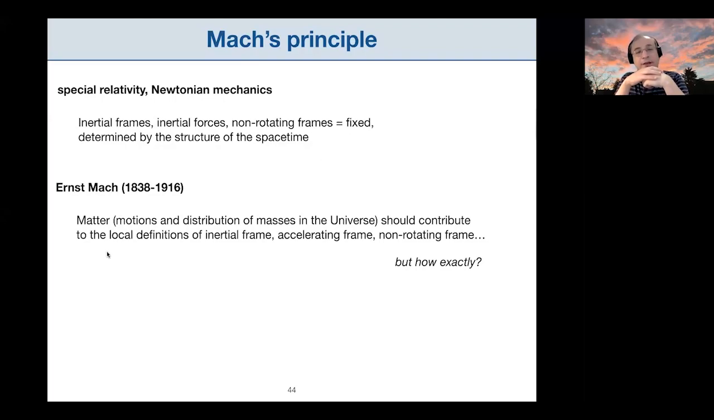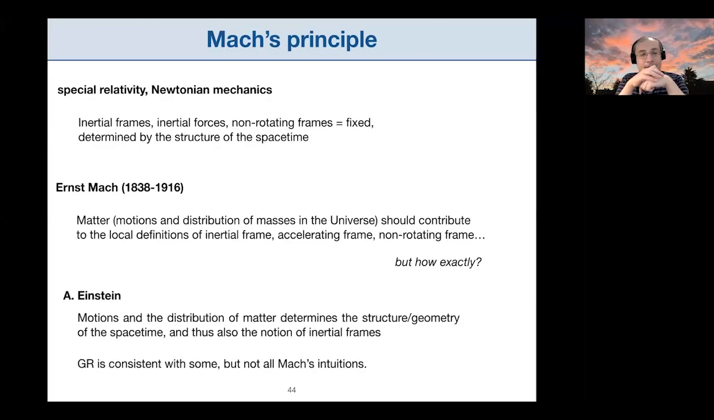Now, Mach was somewhat vague about what exactly he means by contributing. And in fact, there are many interpretations of Mach's principle. Albert Einstein, in his general relativity, managed to show that the motions and the distribution of matter determine the structure of the geometry of space-time. And this way also somehow contribute to the notion of inertial frames. So the general relativity he developed turned out to be consistent with some, but not all, of Mach's intuitions. We'll not go deeper into that. If you're curious, I can send you articles about that. But the final note is that in some sense, his relativity theory is compatible with some of Mach's thoughts. Indeed, the motions of big masses influence what we call inertial frame and non-rotating frame. However, it's not that it is determined 100% by these motions.